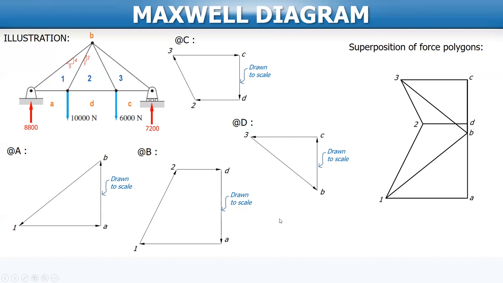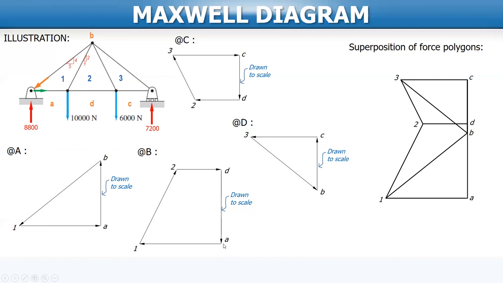As to the nature of the force, whether it's tensile or compressive, you can look at the force polygon. Like, this is joint A. The force of 1A is to the right. Sorry, B1. The direction of B1 is third quadrant, down to the left. So, it is compression. And therefore, 1A, going to the right, is tension. And you do the same for the other joints. Like joint B, A1 is going to the left.